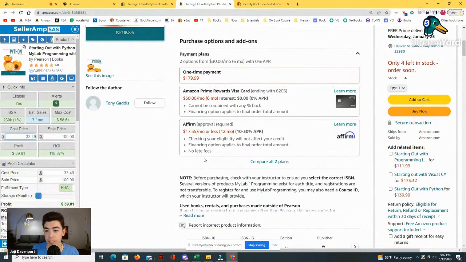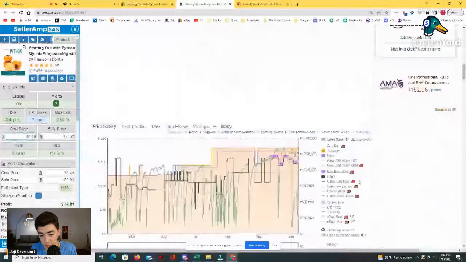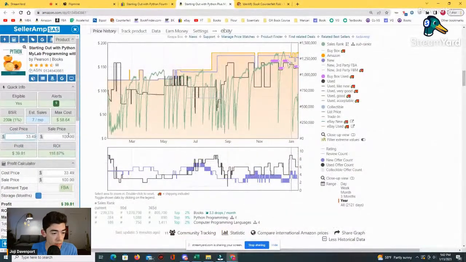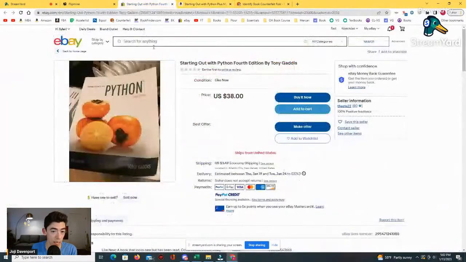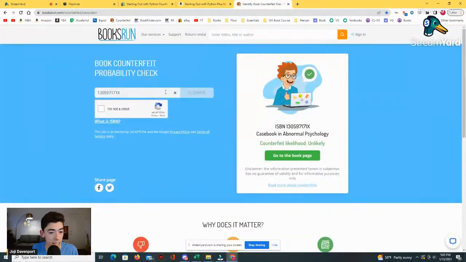And again, buy box is 150. It's possible you can sell for 150, but I'd probably more conservatively try to sell for 100, and you make 100% ROI. So all I would do is first, let me just check to see if this is likely to be counterfeit or not, and we'll see from there.